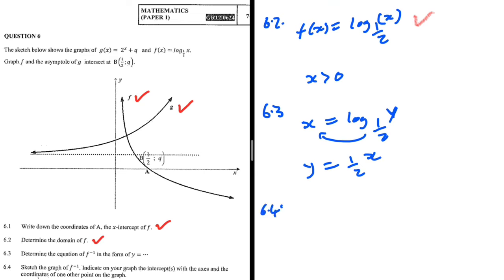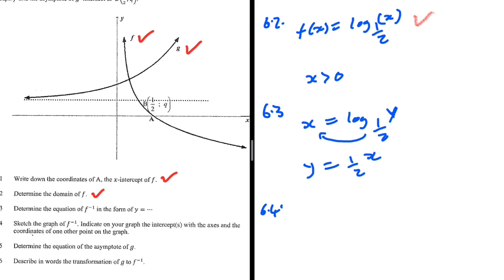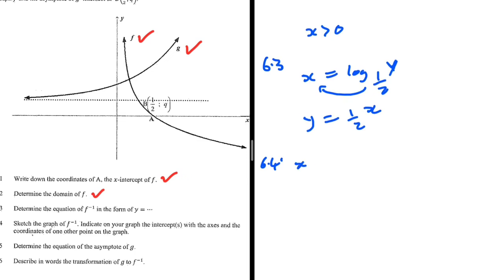6.4, let's go ahead and do that. Sketch the graph of f inverse. Indicate on your graph the intercepts with the axes and the coordinates of one other point on the graph. Okay, let's see. So we need the intercepts. Let's start with the x-intercept. We let y be equal to 0. So we're going to get 0 being equal to a half to the power x. We know that this is impossible. If you have a half to the power of any number, it can never be 0. It can get very close to 0, but it actually never gets to be 0. So there's no x-intercept.